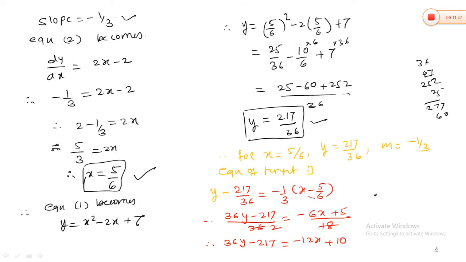Therefore 12x minus 36y, minus 217, minus 10, that is 227, equal to 0. So 12x minus 36y minus 227 equal to 0 is the equation of the tangent.